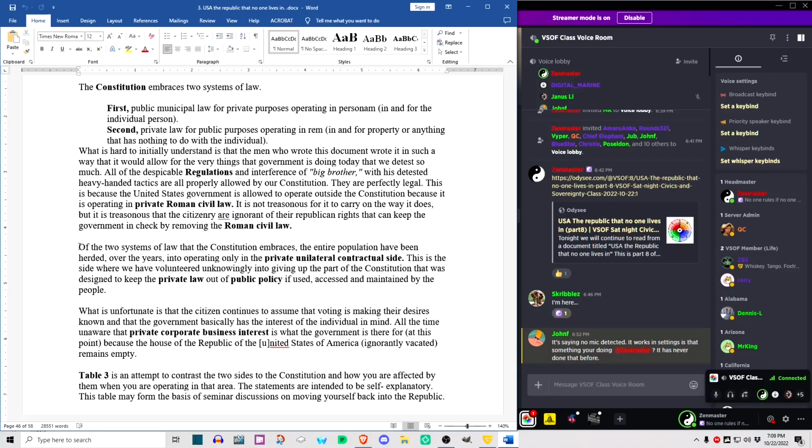What is unfortunate is that the citizen continues to assume that voting is making their desires known and that the government basically has the interest of the individual in mind. All the time unaware that private corporate business interest is what the government is there for at this point, because the House of the Republic of the United States of America, ignorantly vacant, remains empty.